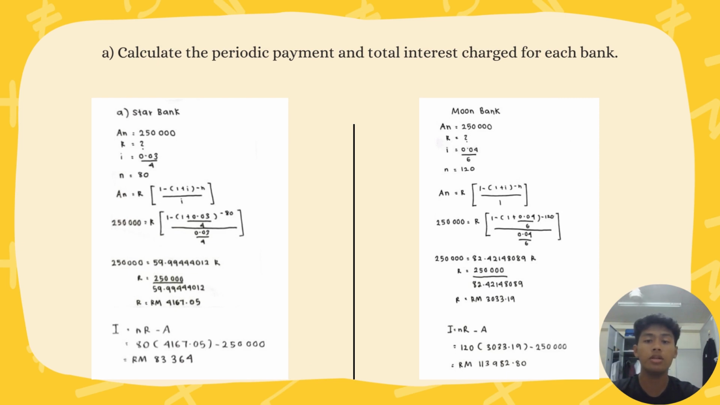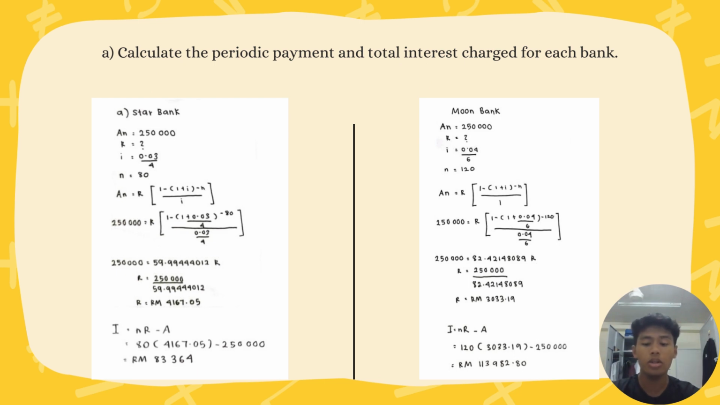First of all, you need to list down the information that has been given in the question. Secondly, you need to list down the formula that you will use to solve this question. The formula is the present value formula, which is A equals R[1 minus (1 plus i) to the power of minus n] divided by i. Then put the information into the formula, which is 250,000 equals R[1 minus (1 plus 0.03 divided by 4) to the power of minus 80] divided by 0.03 divided by 4. Then solve the equation. You will get the answer R equals RM 4167.05.